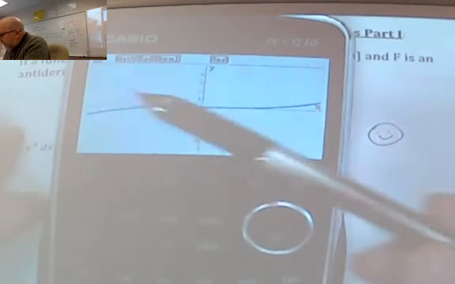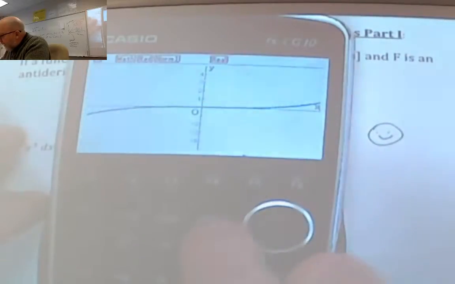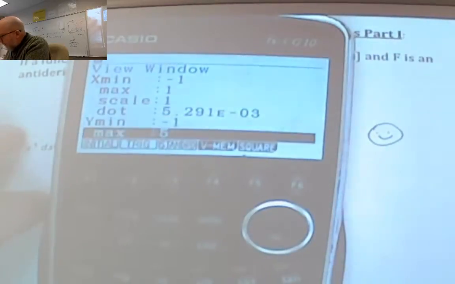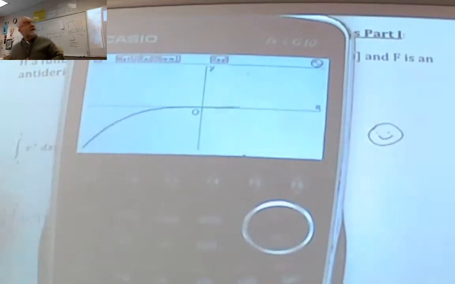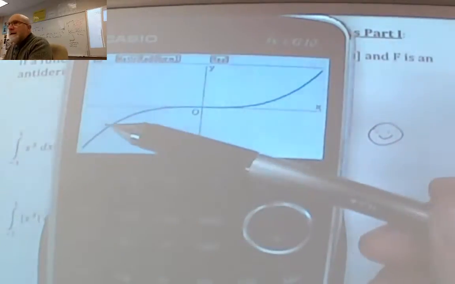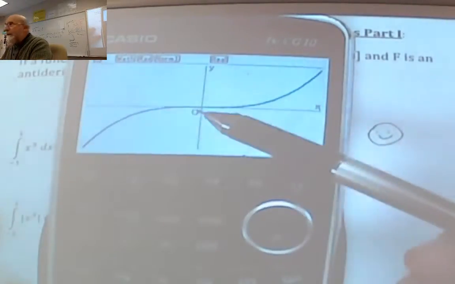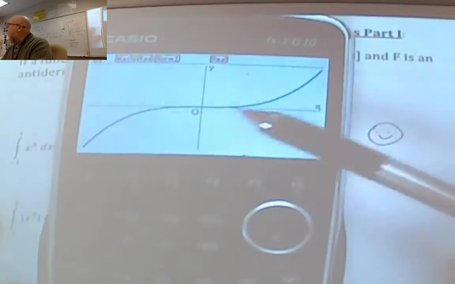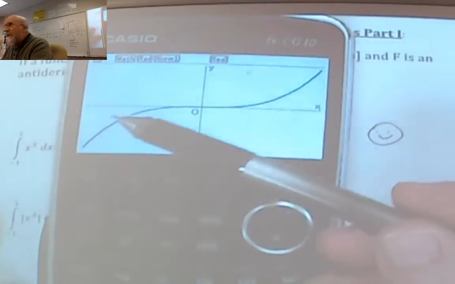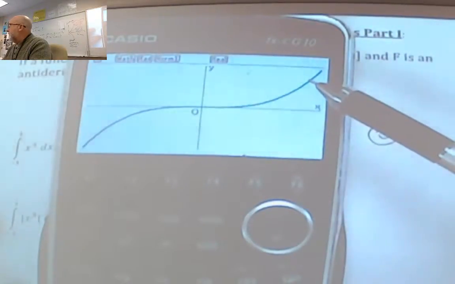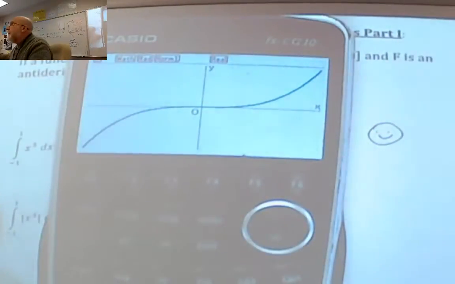Now, actually, I'm going to change my window to make it a little bit nicer. No yawning. That's better. Do you see this under the graph? What this means, remember, this is a derivative. That means my function is decreasing to here. Turns around and increases. How far did it decrease? This amount. How far did it increase? This amount. It's like this.